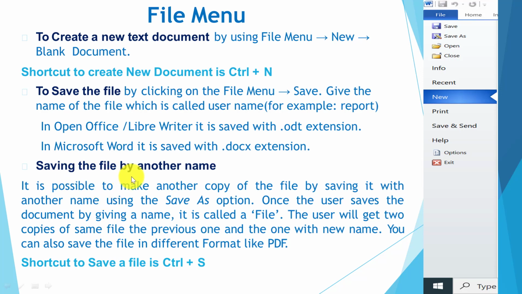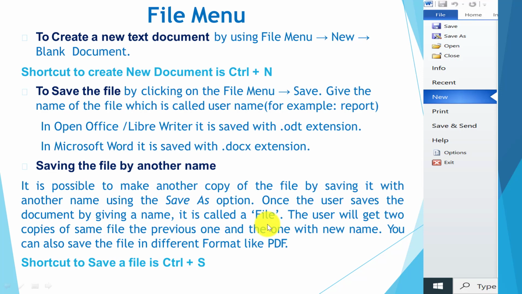How can you save the file by another name, or how can you create another copy of a file? It is possible to make another copy of the file by saving it with another name using the Save As option. Once the user saves the document by giving a name, it is called a file.